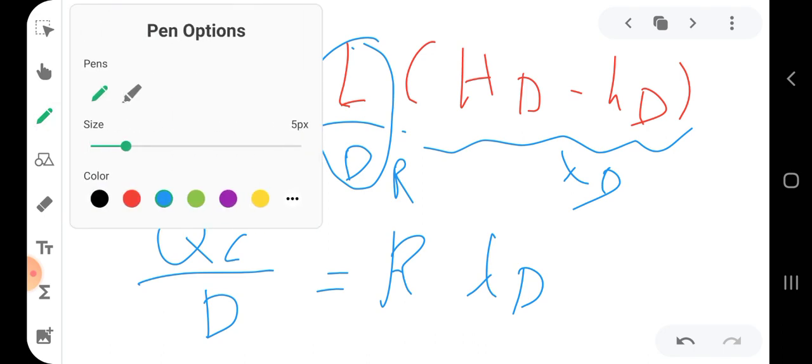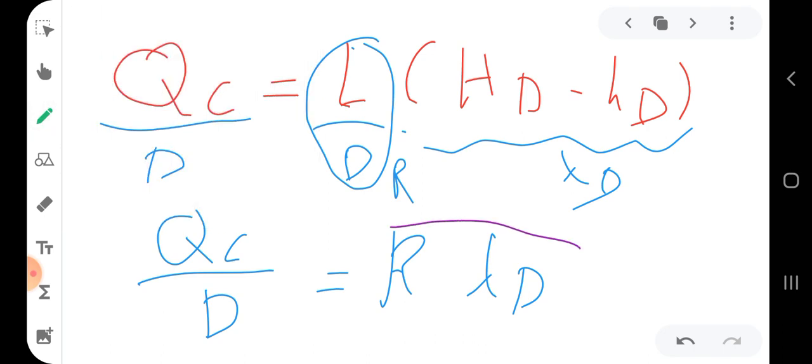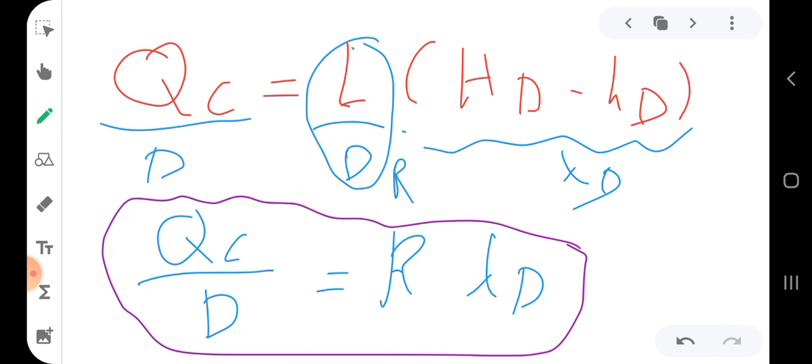Okay, so you can see the difference. For partial condenser, if I know lambda D, which is H capital D minus H small d, and I know the reflux ratio, and I know the D, the molar flow rate of the distillate, I can determine the condenser duty.